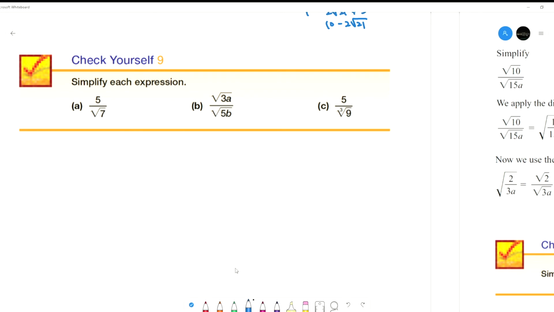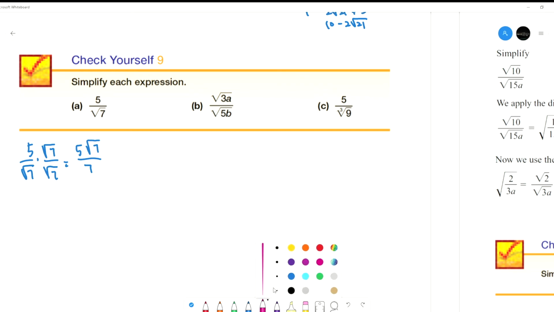Alrighty, so we have 5 over radical 7, right? That just means we have to do 5 over radical 7 times radical 7 over radical 7. So that's 5 radical 7 in the numerator over 7. And also I like to check outside the parentheses, the radical, if the fraction can simplify or not.